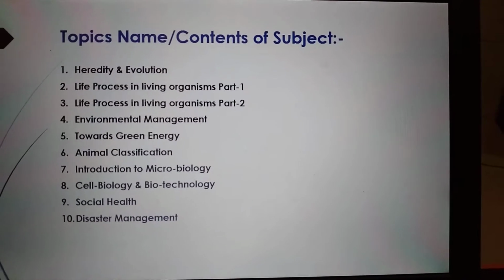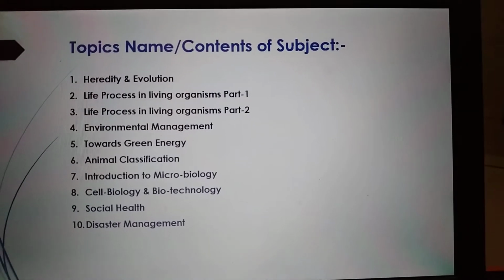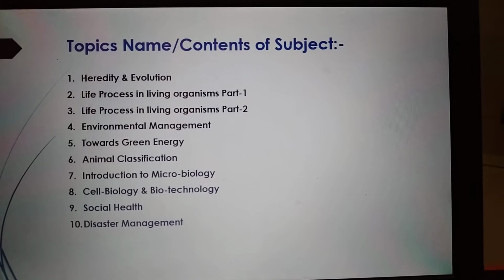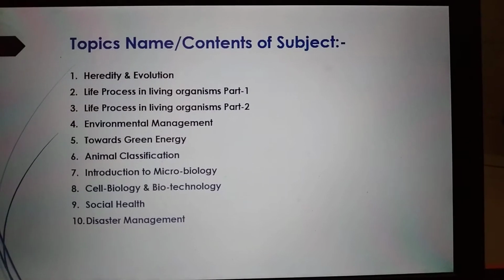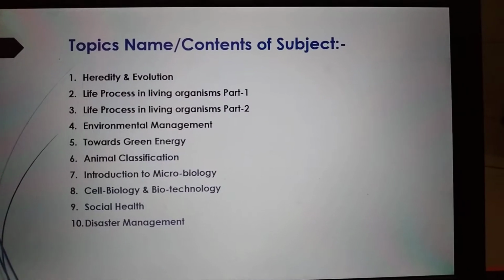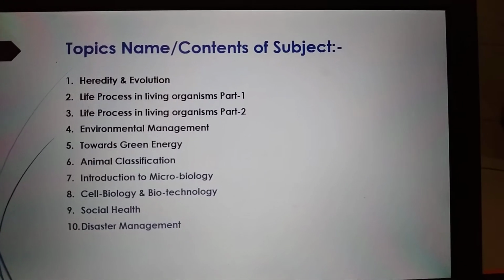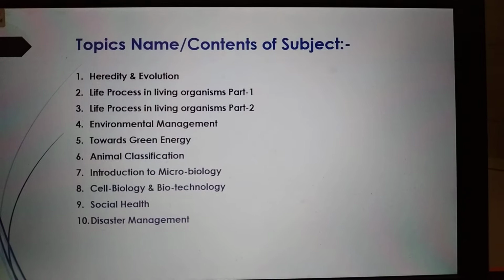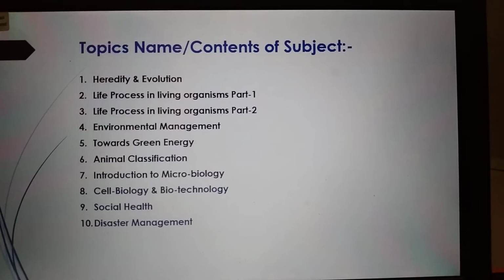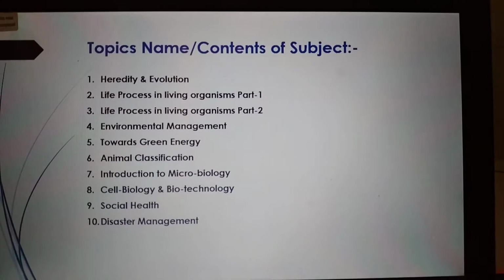First lesson is Heredity and Evolution. Second is Life Processes in Living Organisms part 1. Third lesson is Life Processes in Living Organisms part 2. Fourth lesson is Environmental Management. Fifth is Towards Green Energy. Sixth is Animal Classification. Seventh is Introduction to Microbiology. Eighth is Cell Biology and Biotechnology. Ninth is Social Health, and 10th is Disaster Management.